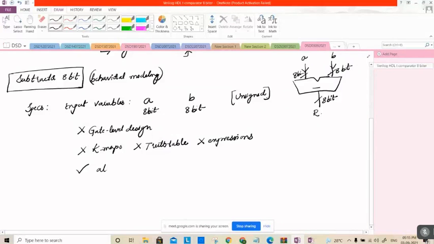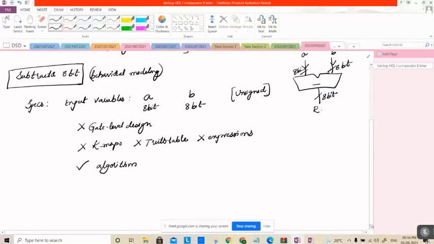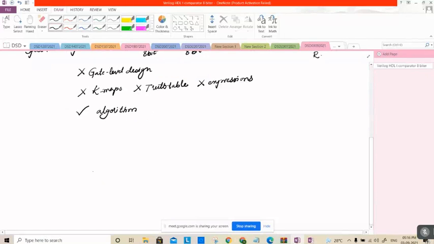What is required then? Algorithm is required. Here the algorithm is straightforward. The algorithm for subtraction is output is equal to A minus B. That is, output is equal to input 1 minus input 2. That's it.